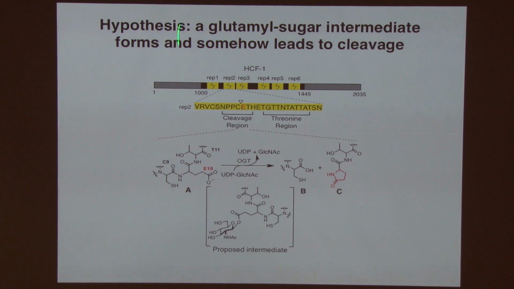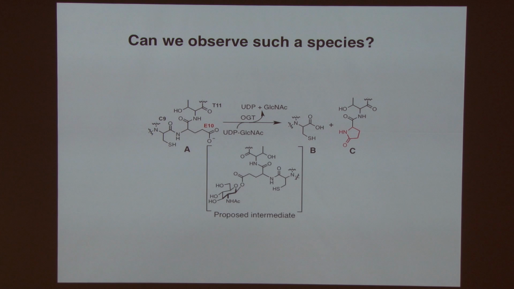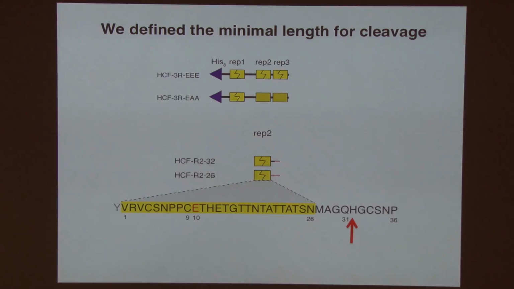And so the similarity between how these substrates were binding and all of the other information led us to a simple hypothesis, which is that we're forming a glutamyl-sugar intermediate in this reaction. And so in order to get cleavage, we first go through this kind of an intermediate. It's a simple hypothesis, but of course it's always better if you have direct evidence, not just inferences. And so we wanted to see if we could actually detect that intermediate, and then try and figure out what the rest of the reaction was doing.